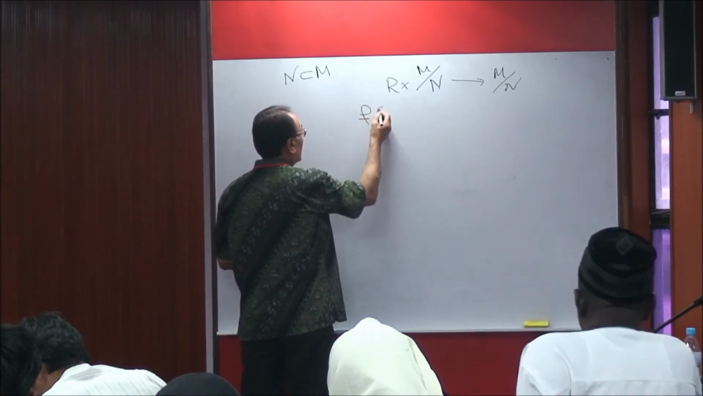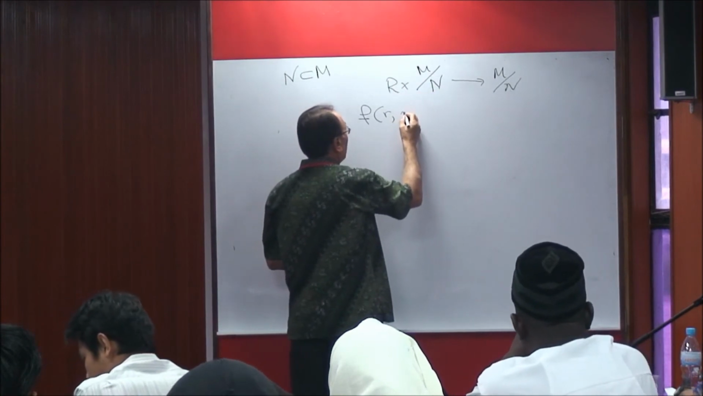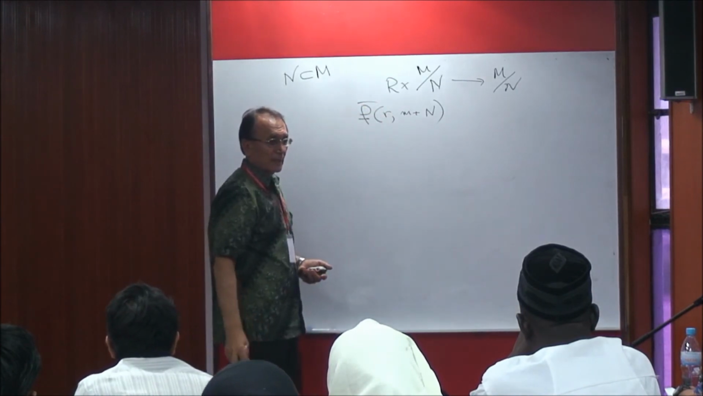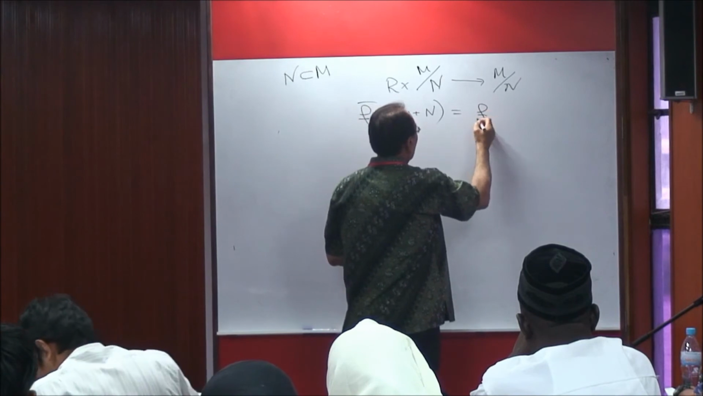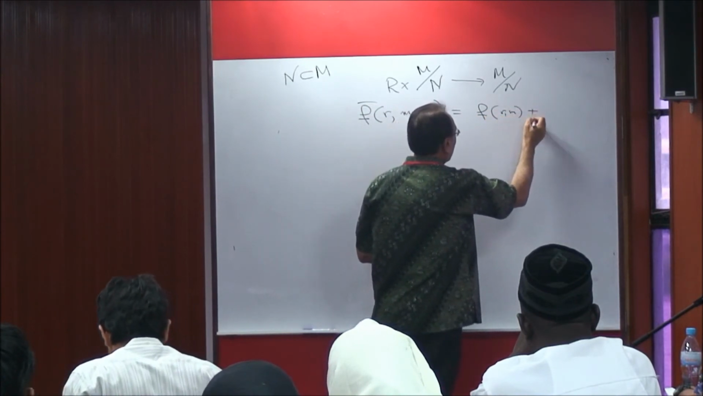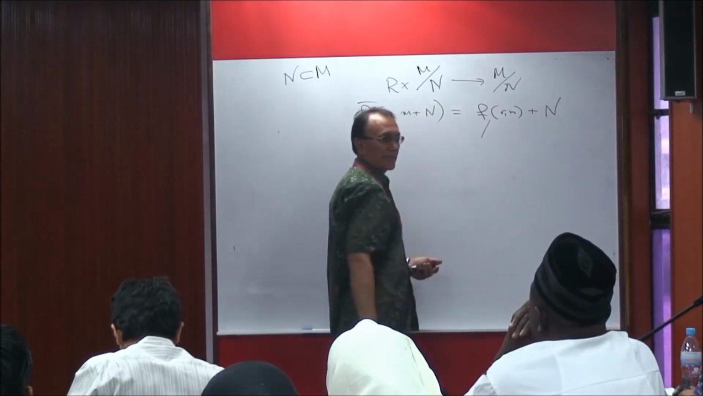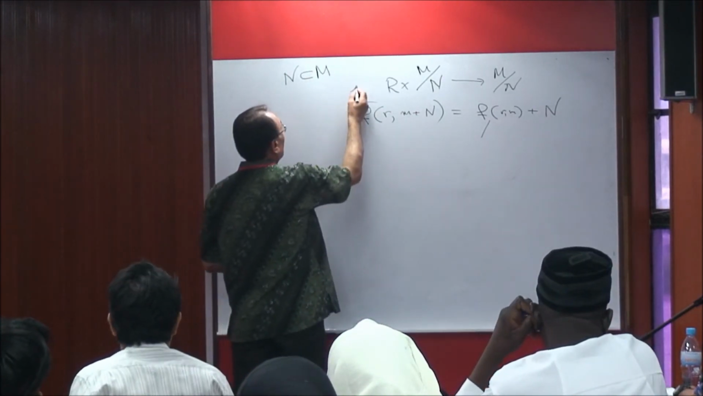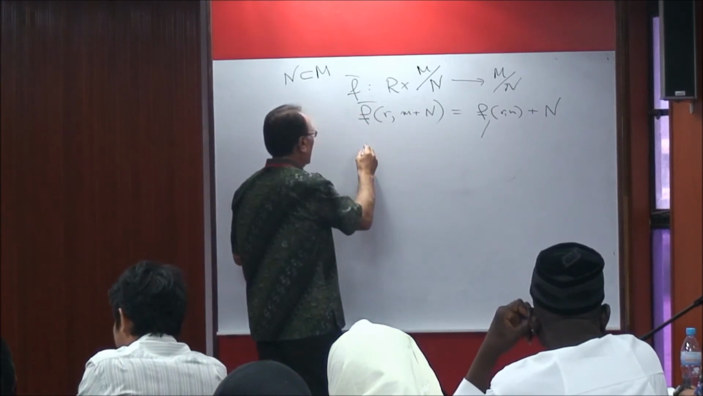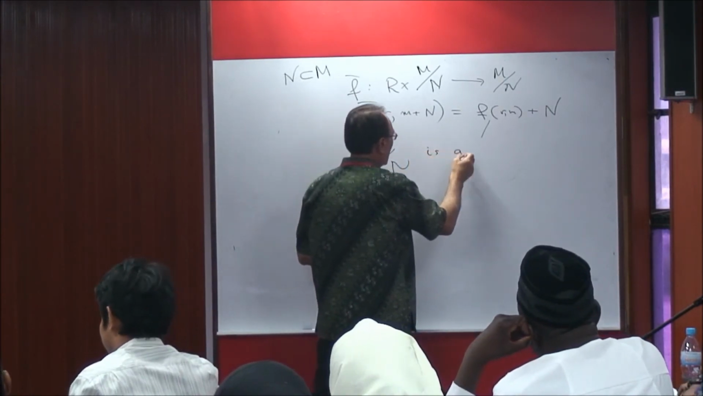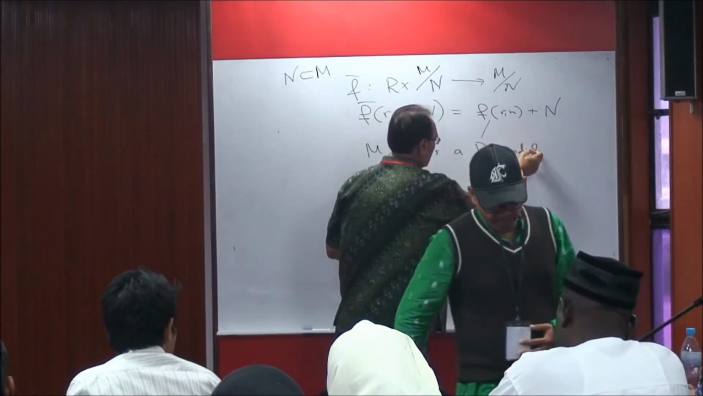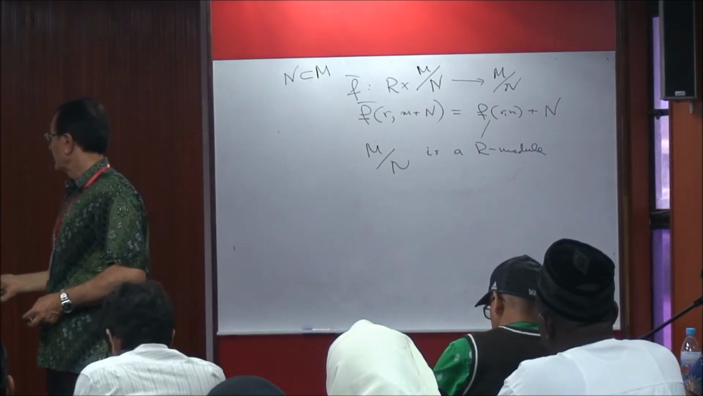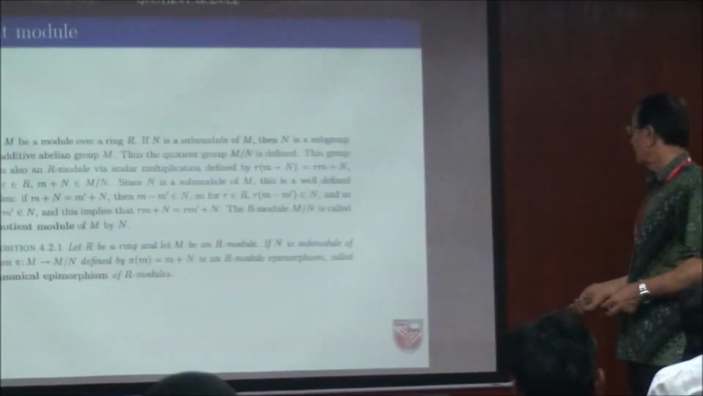I will take r acting on m plus N. This is a new function, f bar, which is r(m) plus N. Well, this is your old friend, the R-module structure on N. So the result: M by N is an R-module. All the axioms can be easily verified. This function is well defined and all axioms can be easily verified.